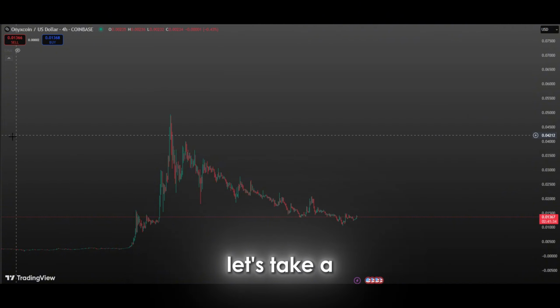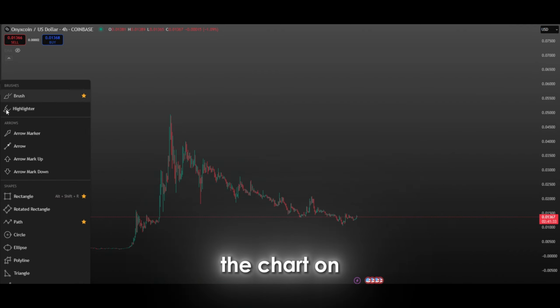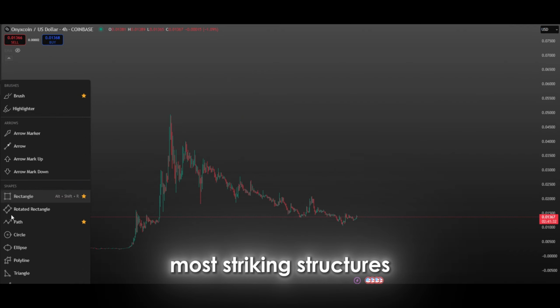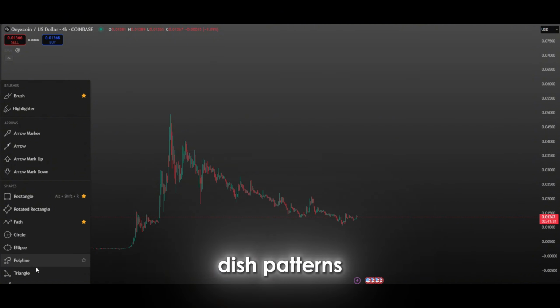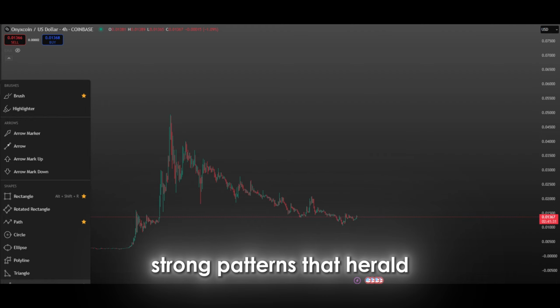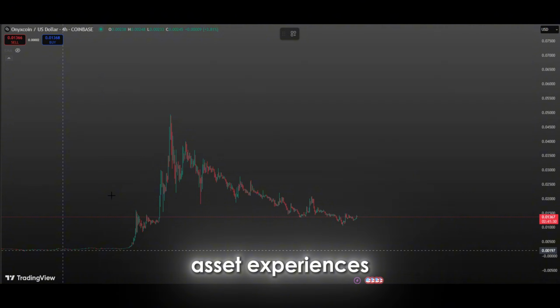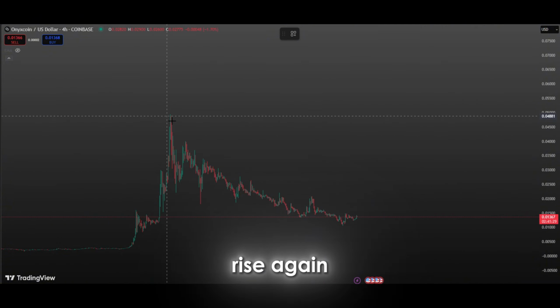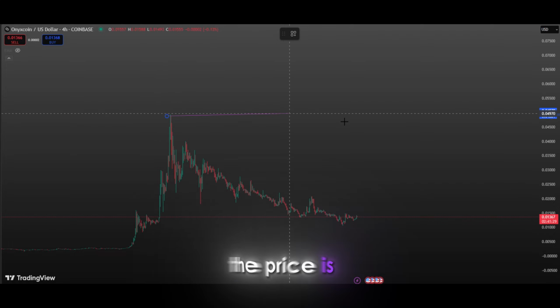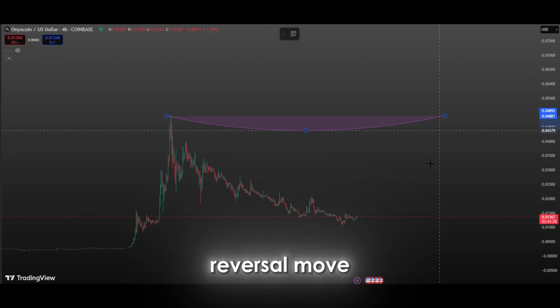First of all, let's take a broad look at how the price may move in the long term so that we can calculate it accordingly. When we consider the chart on a large scale, one of the most striking structures is the bowl pattern. In technical analysis, dish patterns are among the strong patterns that herald long-term uptrends. They are usually formed when a particular asset experiences a significant decline, but then accumulates at the bottom and starts to rise again. The price is currently at the lows of this dish, meaning we could be in the early stages of a major reversal move.